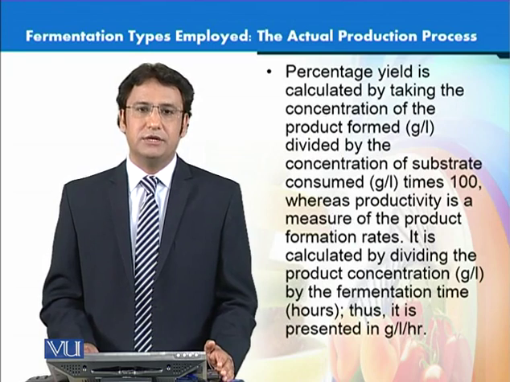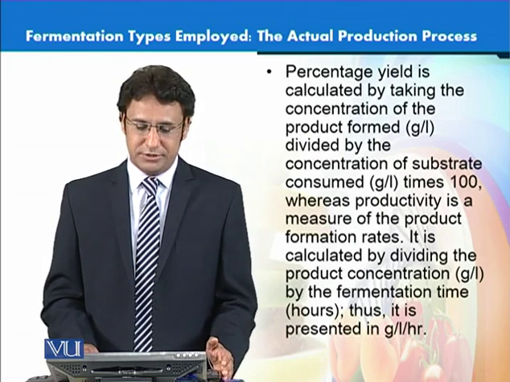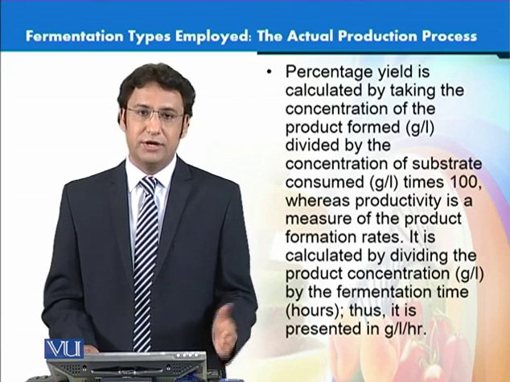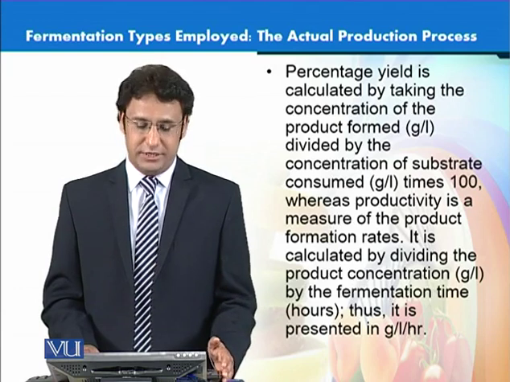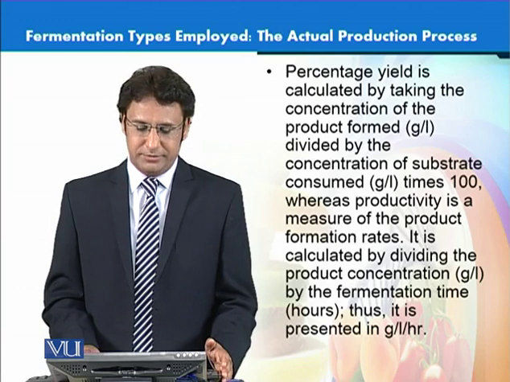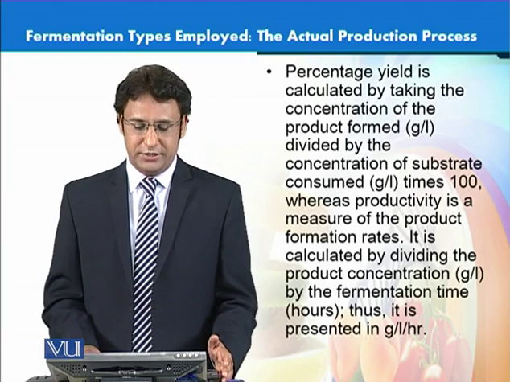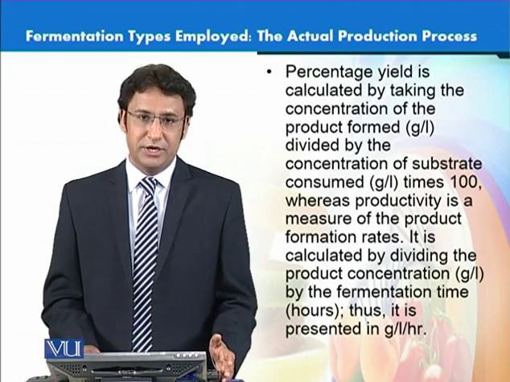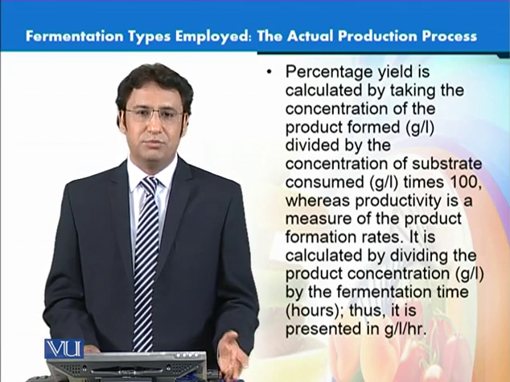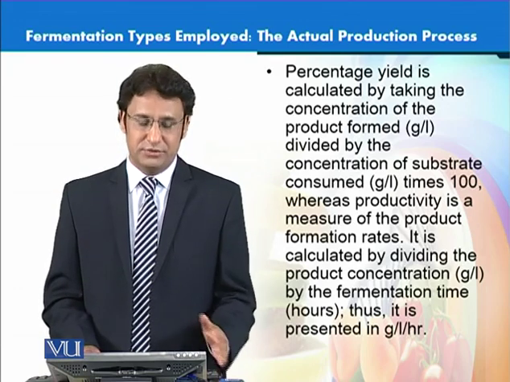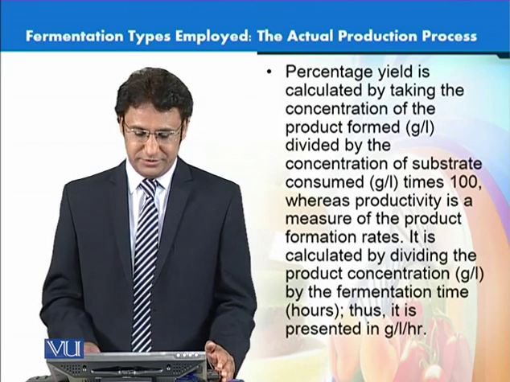Now, how do we calculate different things in real life? We have to look at the percentage yield, which has to be calculated in terms of grams per liter of the final product, because we are more interested in the final concentration of this end product. So it is calculated as the concentration of product formed divided by the concentration of substrate consumed, multiplied by 100. That would give you the percentage yield of a specific product in your real-time fermenter.